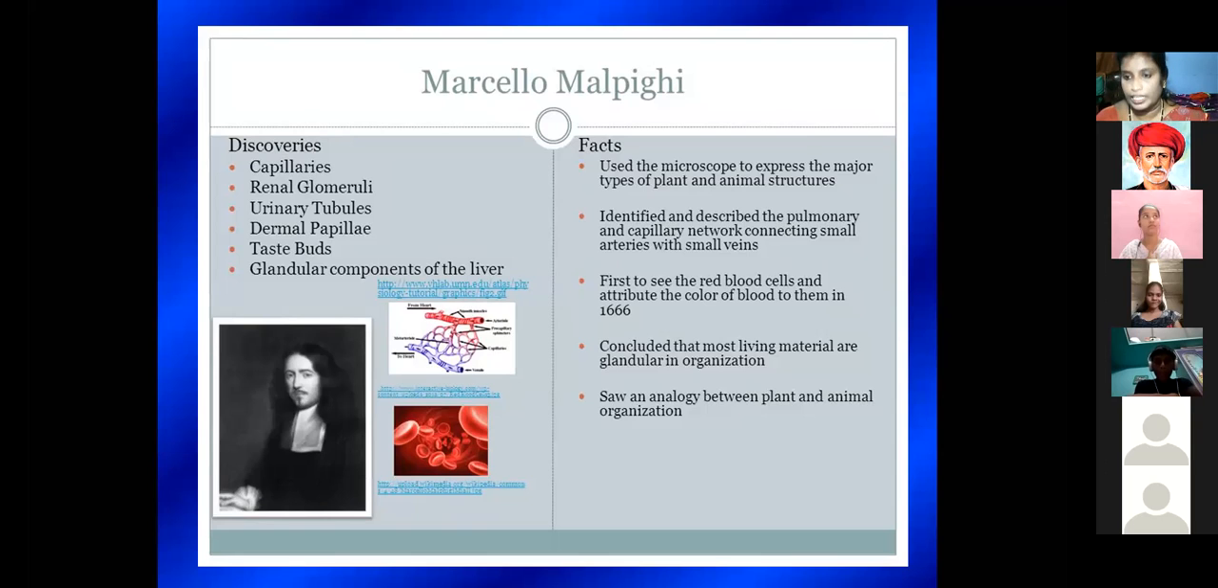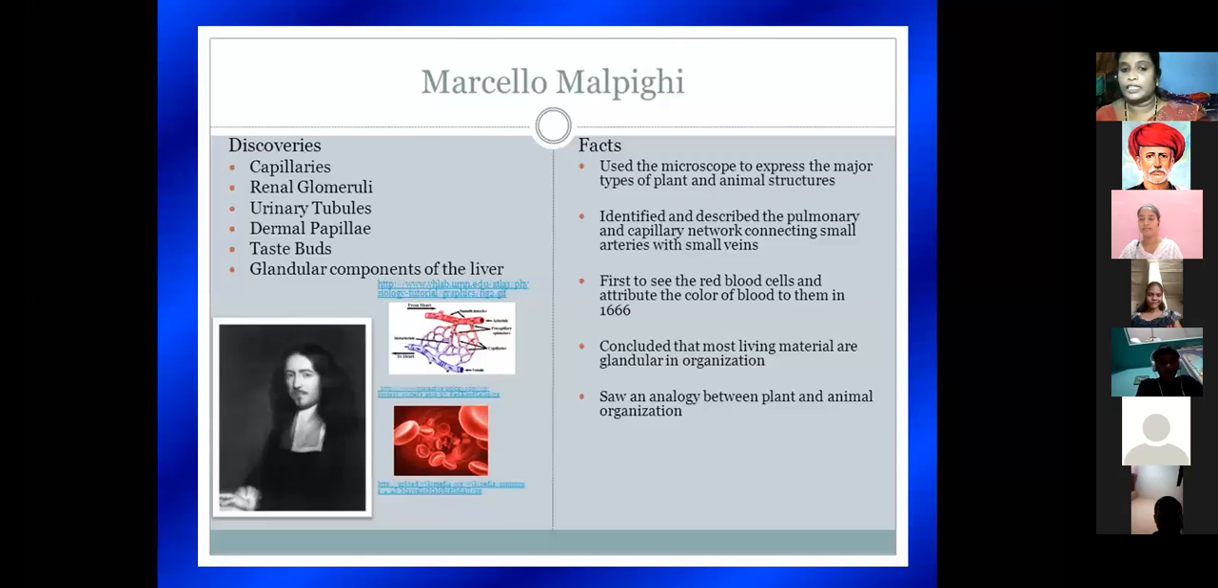Today in this lesson, Malpighi is one of the greatest scientists. He worked on the capillaries. Capillaries are one kind of blood vessel. Capillaries connect between the arteries and veins. Okay, ma'am? Can you understand this line? Shall I move to the next line?